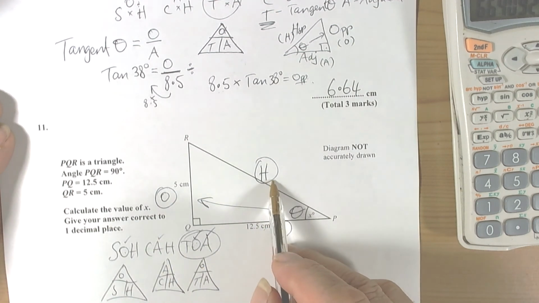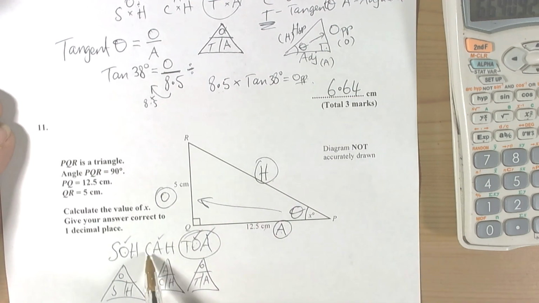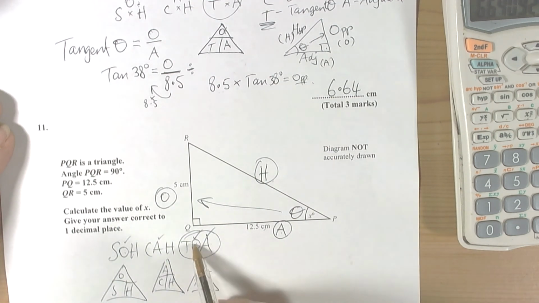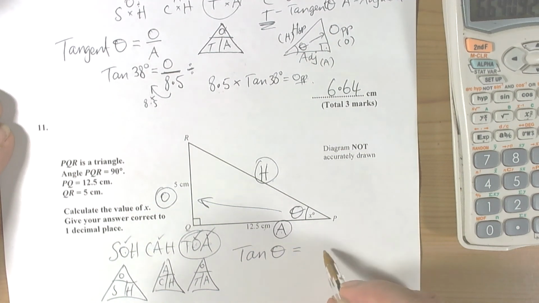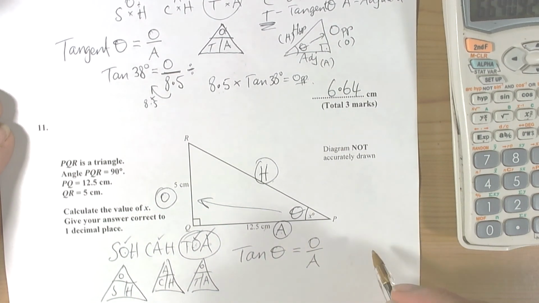We could find the hypotenuse length if we wanted to by Pythagoras and then choose to use one of these, but that'd be extra work for no reason. We've already got a ratio where we know the two lengths needed. So we write out the ratio. So the tangent of the angle is equal to the opposite length divided by the adjacent length.